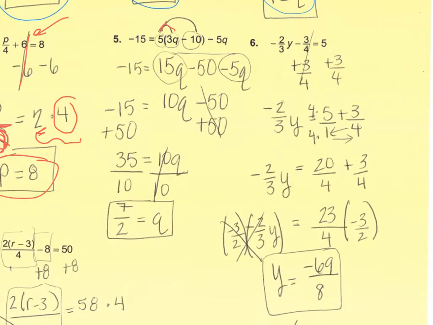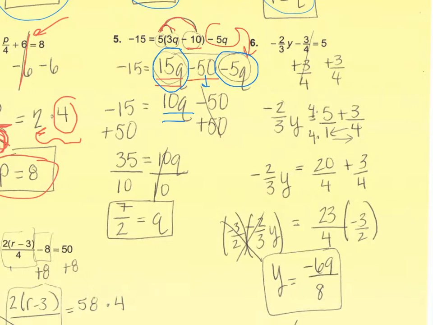We distribute that 5. Be careful again with your signs. 5 times 3q is 15q. 5 times negative 10 is negative 50. And then we just drop down this negative 5q. Next step, before we solve for q, we need to combine like terms. So we combine the positive 15q and negative 5q, and that's how we end up with the 10q. So we have 10q and negative 50.